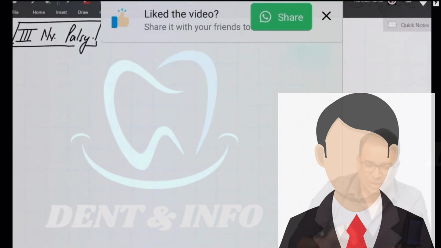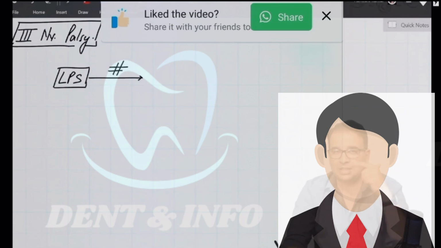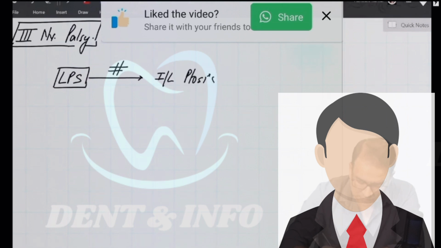So third nerve palsy, guys. Now what happens in third nerve palsy? Let's take the important muscles supplied by the third nerve and you'll get the answer. One of the important muscles supplied by the third nerve is LPS, levator palpebrae superioris. So guys, if there is an LPS injury, then what will happen? There will be ptosis. Your eyelid will droop downward. You must have seen Salman Khan also has a little drooping of the eyelid. So that is called ipsilateral, same side, ipsilateral ptosis. Drooping of the eyelid on the same side.